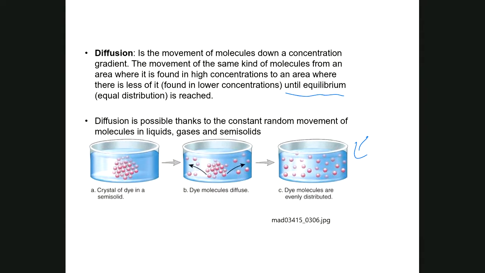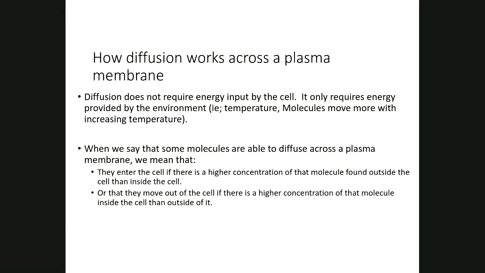Right? So why does diffusion occur? Because of the random movement of molecules that happens all the time. And where are they getting this energy to move around? That's just from environmental energy, you know, the temperature. As long as the temperature is above absolute zero, the molecules will be moving. Okay. So like I was saying before, diffusion does not require energy input from the cell. It only requires energy from the environment.